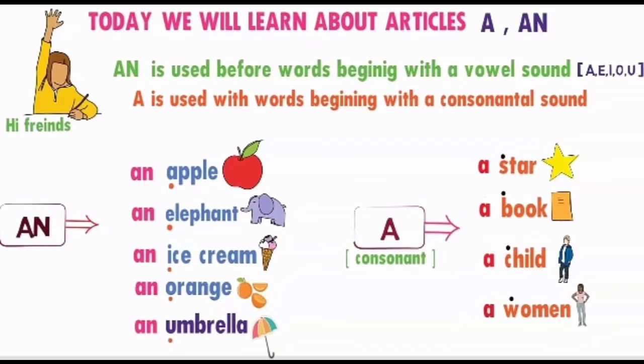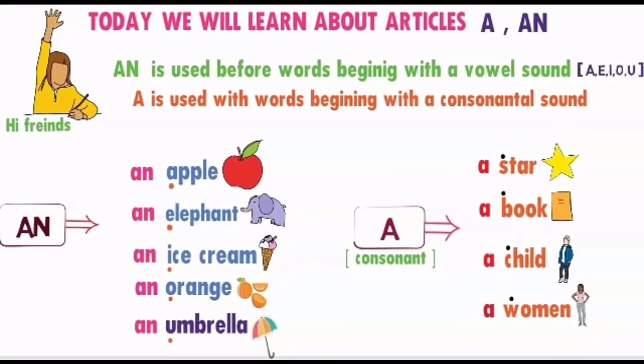An is used before a word beginning with a vowel sound like a, e, i, o, u. These are vowels. A is used with words beginning with a consonant sound.